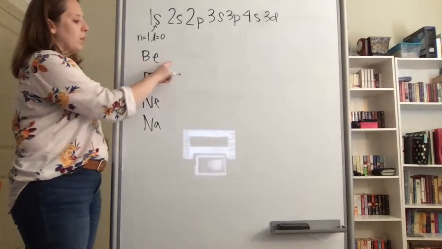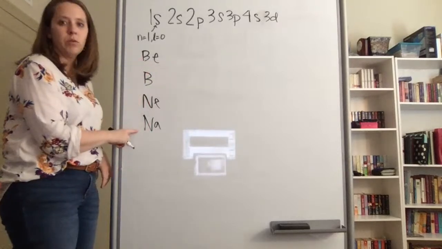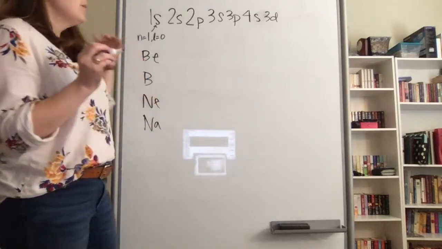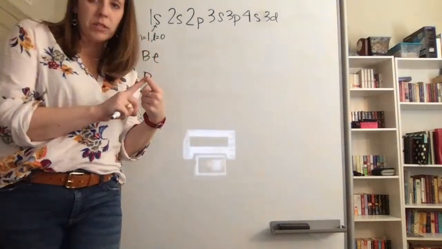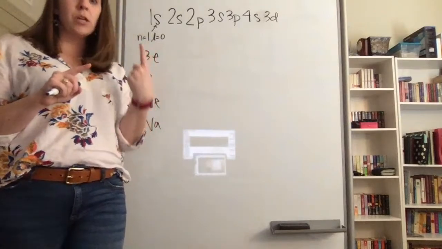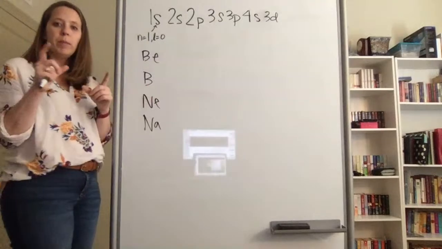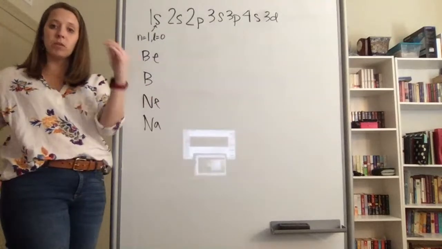So when we think about beryllium, boron, neon, or sodium, the first thing is, how many electrons do we have? That's your first question. For all of these, they're going to start in the same spots. We're going to draw the same series of lines.